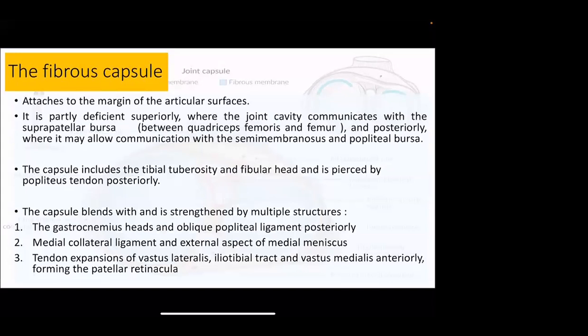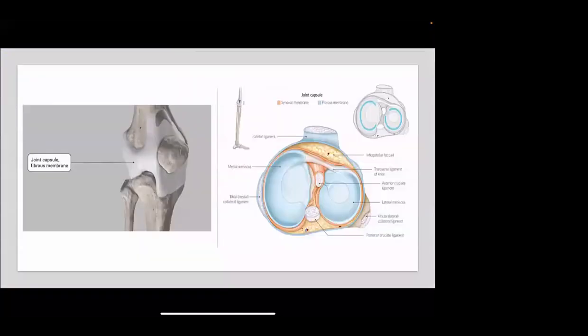The capsule blends with and is strengthened by multiple structures, including the gastrocnemius head and oblique popliteal ligament posteriorly, the medial collateral ligament and external aspect of the medial meniscus, and the tendon expansions of the vastus lateralis, iliotibial tract, and vastus medialis anteriorly, forming the patellar retinacula. This is the joint capsule surrounding the knee joint, and these are the extracapsular ligaments, and these are the intracapsular ligaments.